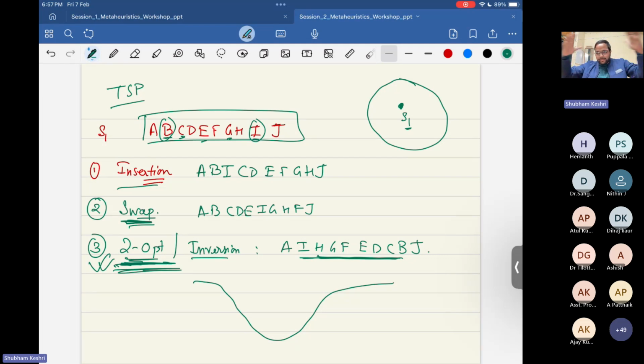Neighborhood. We will create the neighborhood. So you take city B and city I and then swap. City D and G, and swap. All the neighbors you can reach with one swap, only one swap, will be the neighbors. All the solutions you can reach with one insertion will be a neighbor. So this is an example of a neighborhood. So I am creating a neighborhood.